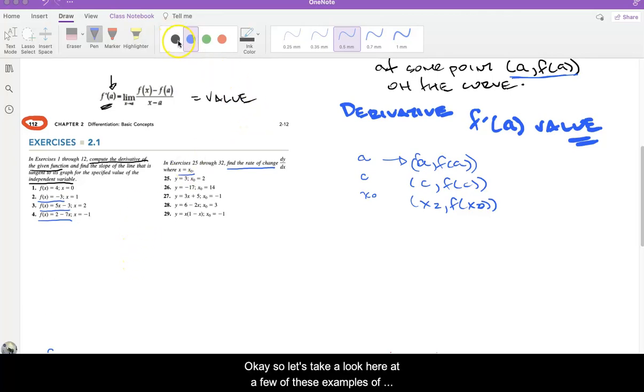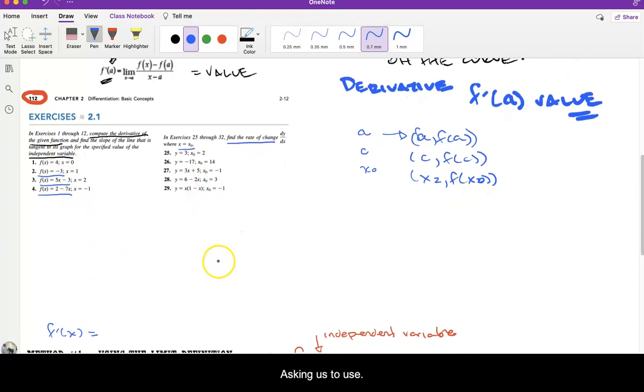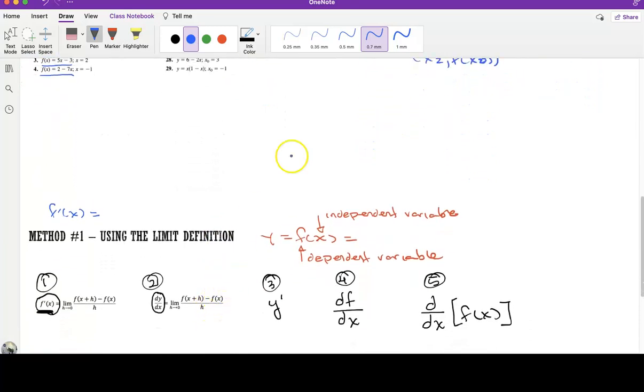Okay, so let's take a look here at a few of these examples of compute the derivative of the given function. So now this is asking us to use the definition here. In this case, how we get it to memory, we write it down and we would say f prime of x is going to equal the limit as h approaches 0 of f of x plus h minus f of x all over h.